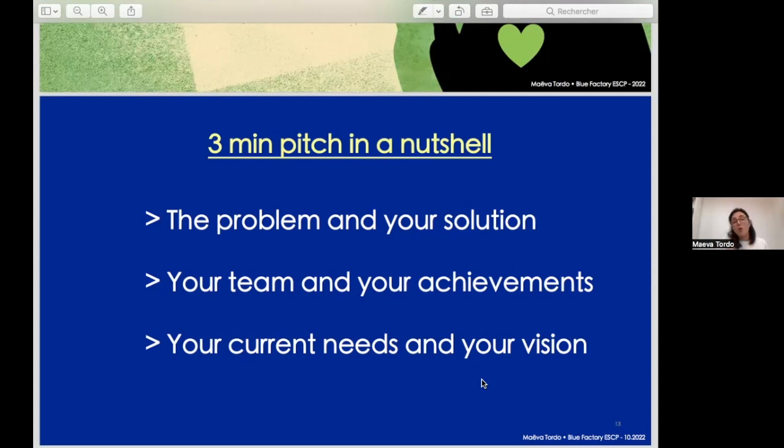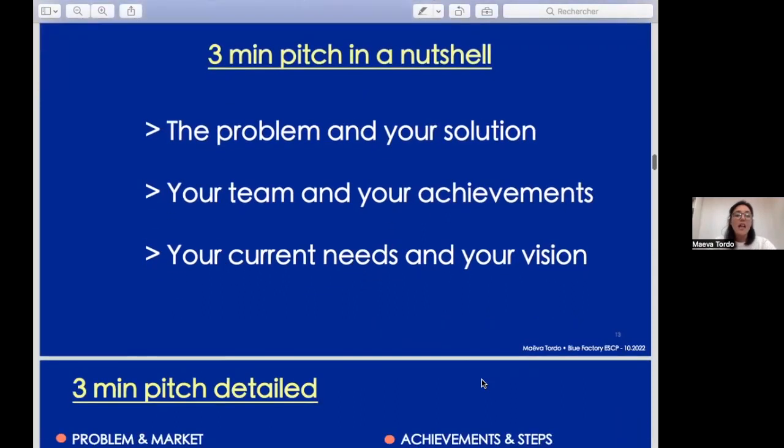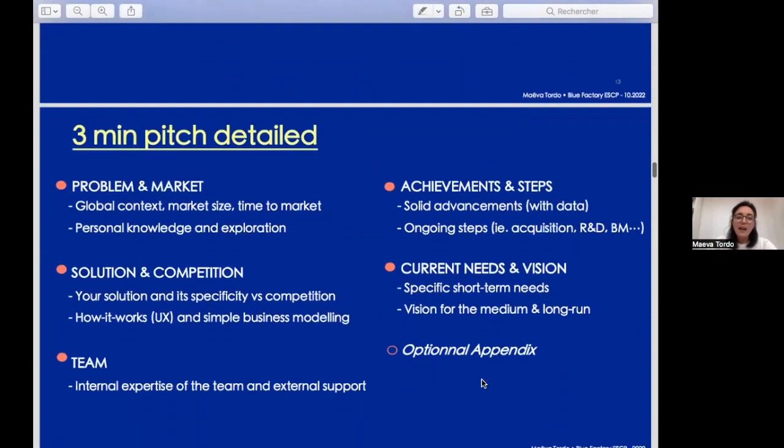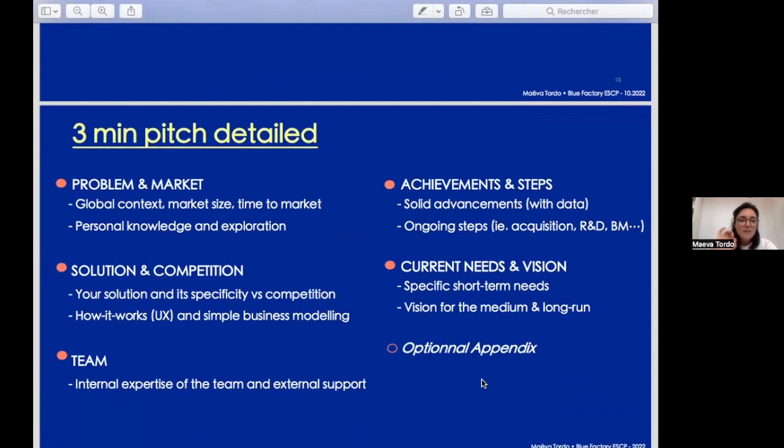It's not a question of order, it's just a logical flow, but if there's a reason why you want to change this order, it's absolutely possible. And I won't go into this detail, but I went into more specific elements on these different parts so that you will be able to read it later on.